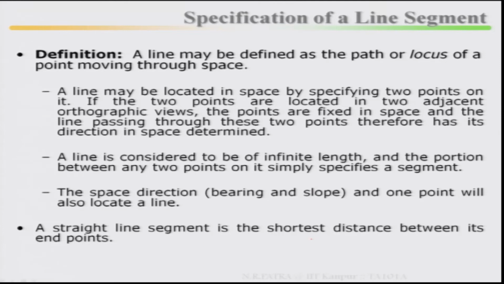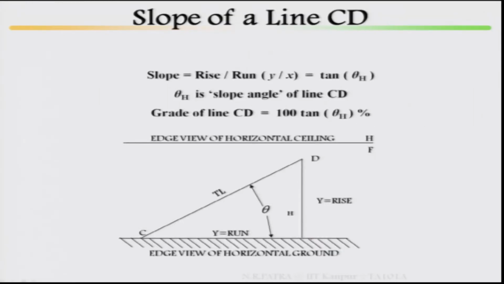A straight line segment is the shortest distance between its end points. Now, try to understand slope of a line CD. Line CD is there, this is in true length.